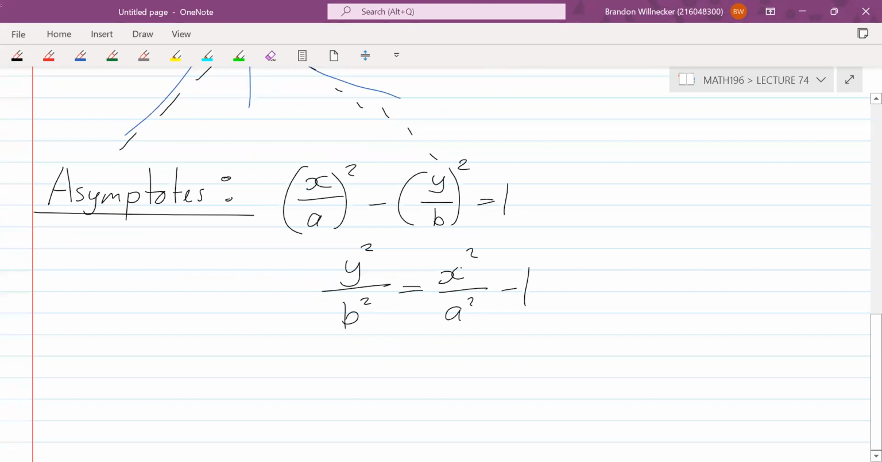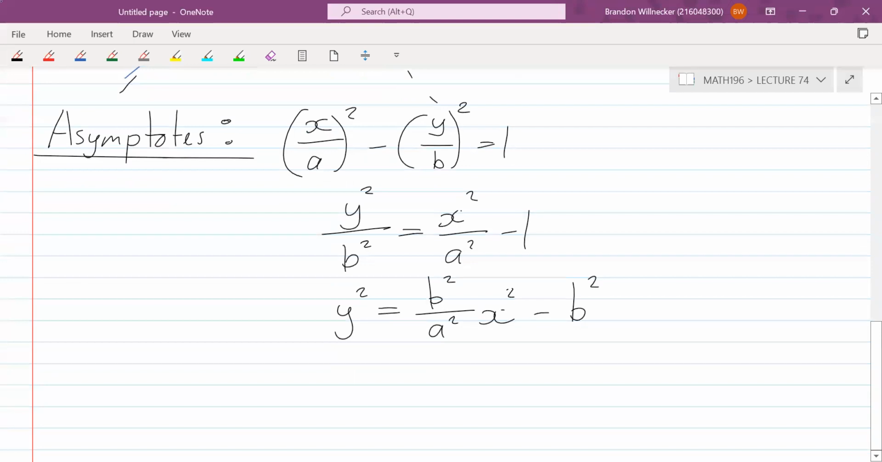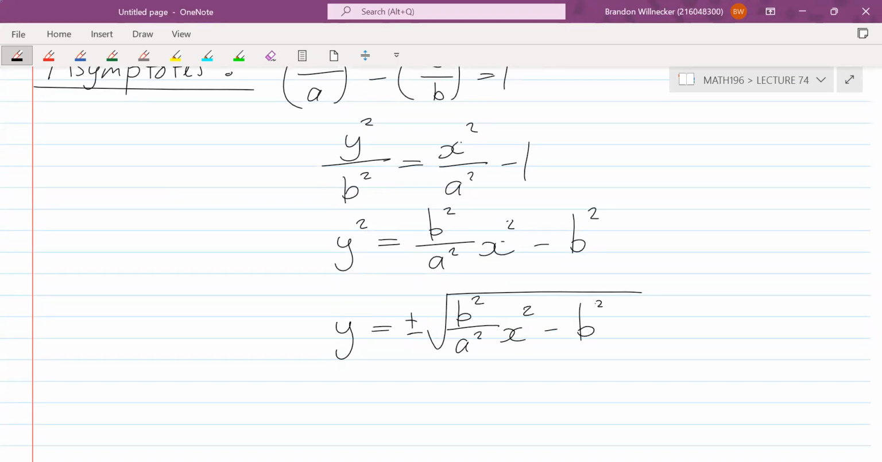Okay, now let's take the b squared term over to the other side. So we have y squared is equal to b squared over a squared times x squared minus b squared. Okay, good. Now let's take the square roots on both sides. So we're going to have y is equal to plus minus the square root of b squared over a squared times x squared minus b squared.